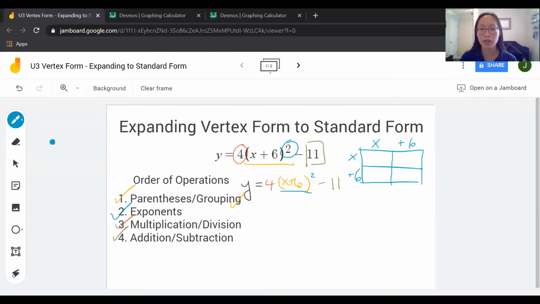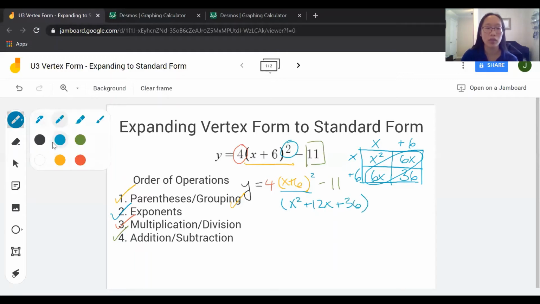X times x is x squared, x times positive 6 is a positive 6x, a 6 times an x is a 6x, and then a 6 times 6 is 36. So I notice I have like terms here, my 6x plus 6x, that gives me 12x. So when I rewrite this, this is x squared plus 12x plus 36. And then I'm just going to recopy all the other operations around it.